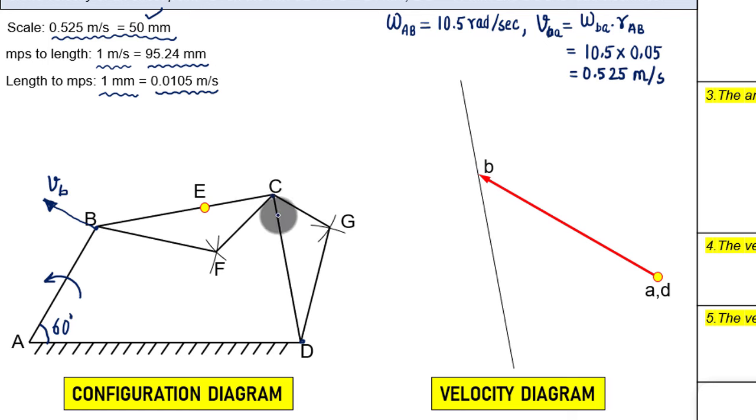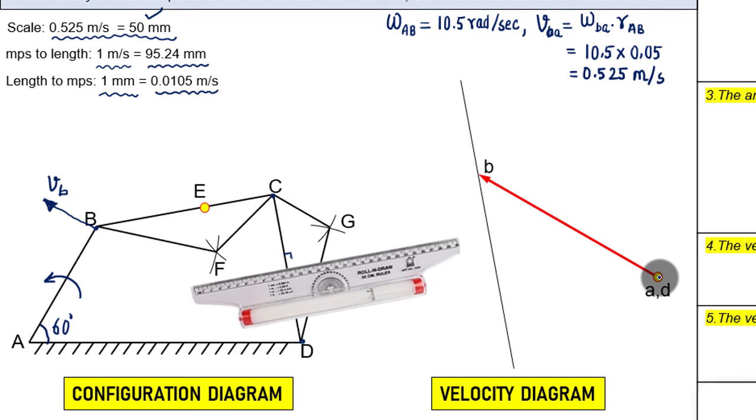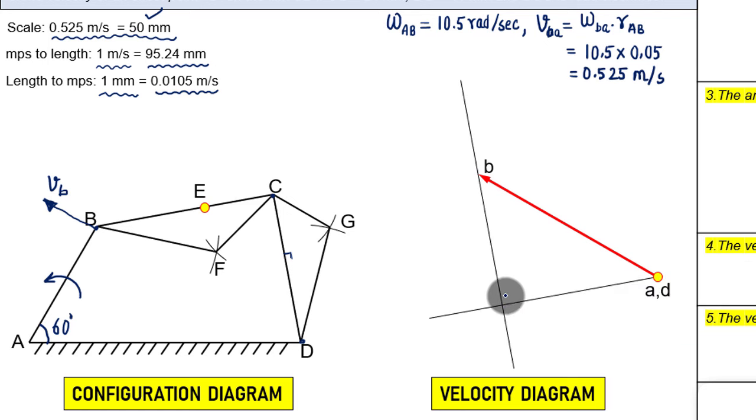Keep your ruler scale perpendicular to this link CD, somewhere like this. This angle is 90 degrees, you know that. And then you roll it until you reach this D, and then draw a line which intersects somewhere here. And guys, this point is what you refer to as point C. So that's point C. Now let me get rid of this construction line, and this is the vector.